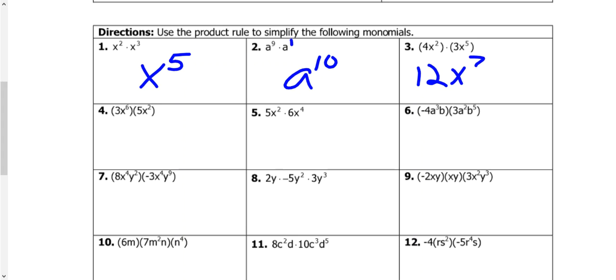So I'm going to pause here and ask you to pause the video and do numbers 4 through 9 on your own. And then once you finish those, unpause it and check your answers.